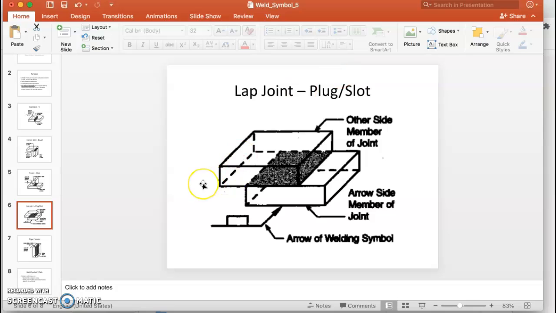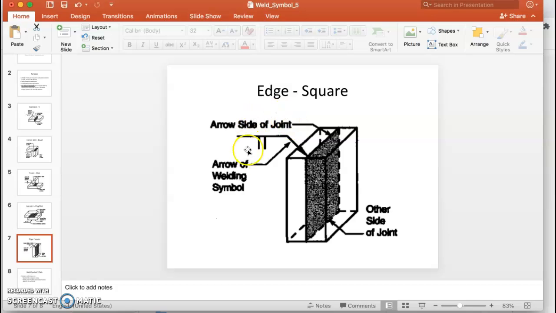And again, you can review the plug, slot, T, bevel, things of that nature from our previous units, going as far back as Unit 2 and in Unit 3 on Schoology. And then we have our edge joint. We're welding up on edge.